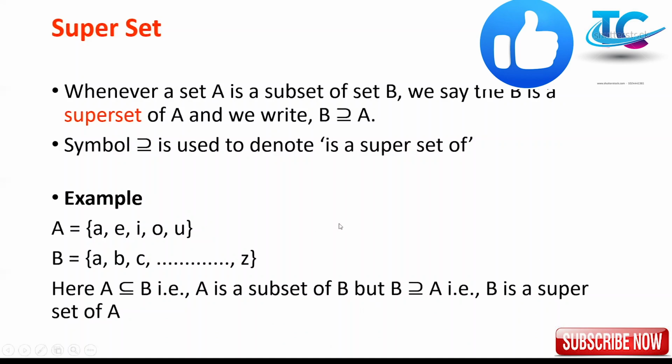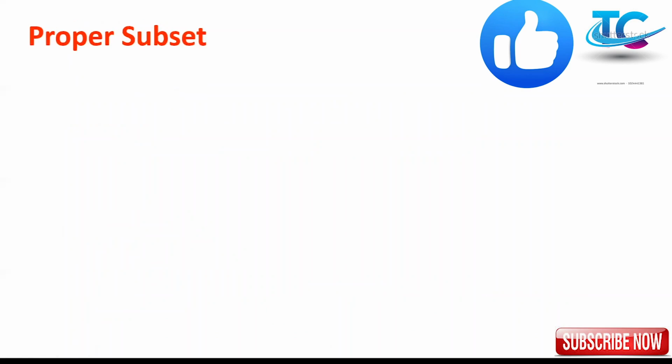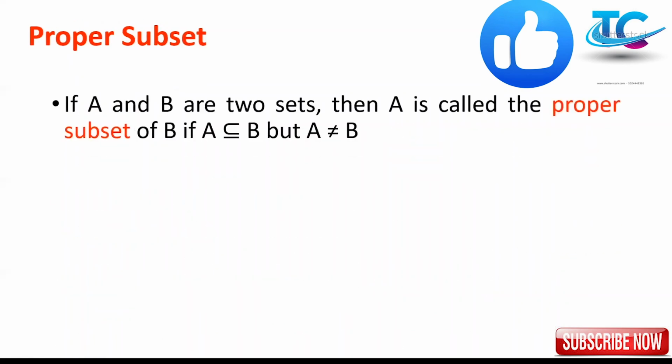Next we have to see proper subset. Proper subset can be defined as: if A and B are two sets, then A is a proper subset of B if A is a subset of B and A is not equal to B. So these two conditions must be satisfied for a proper subset. So this is the symbol of proper subset. This.